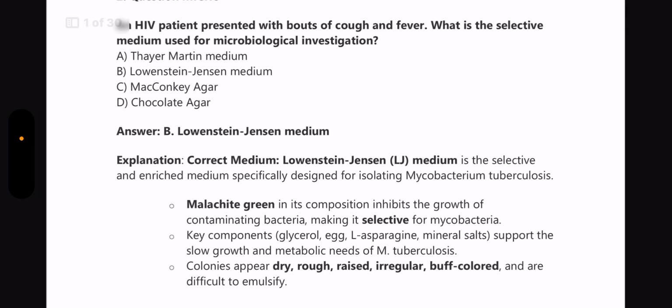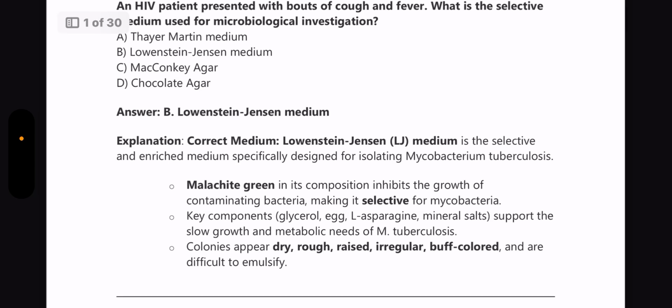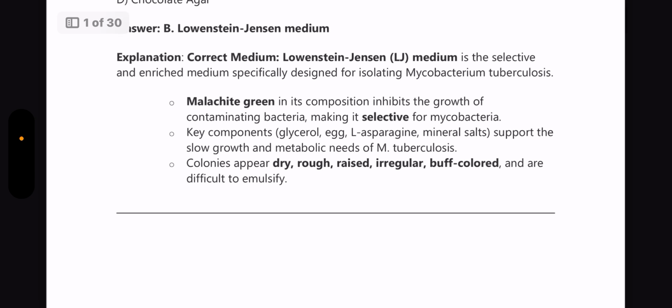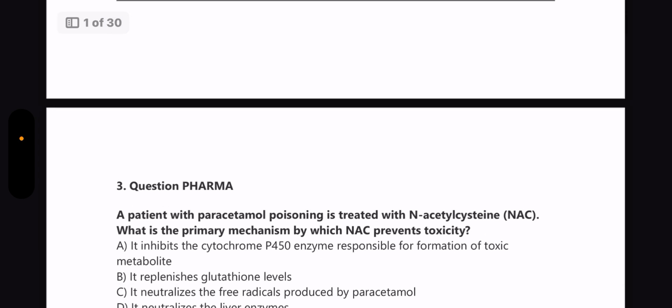And malachite green in its composition inhibits the growth of contaminating bacteria, making it selective for mycobacteria. The key components which support the slow growth are glycerol, egg, L-asparagine, and mineral salts, and they also support the metabolic needs of Mycobacterium TB. And colonies appear dry, rough, raised, irregular, buff colored, and are difficult to emulsify.